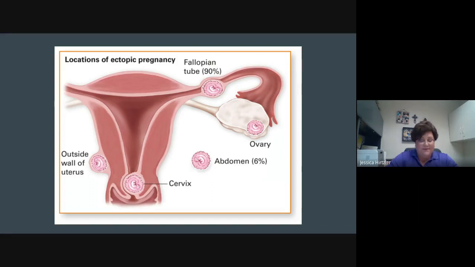What happens is that the placenta eventually invades the surrounding tissue as it grows, as the ovum and the placenta grow. It's unable to be accommodated in these areas other than the uterus. This can be a life-threatening emergency for the mom. Supportive care and treat your signs and symptoms. You may have to treat her for shock, as she may have severe bleeding.